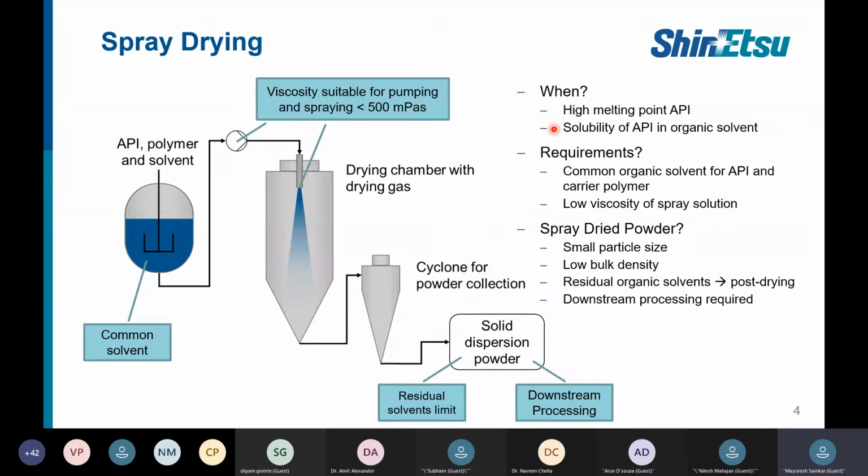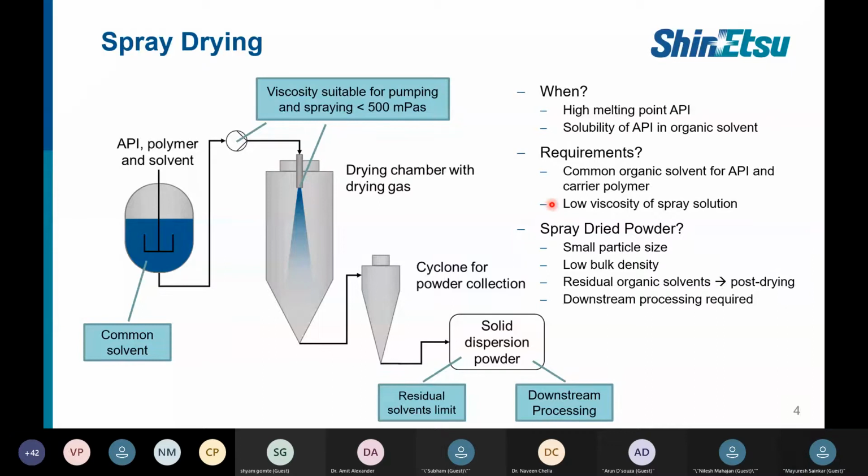But what are the basic requirements? Again, it's the repetition of the same: the common organic solvent and the carrier. All these are required with the viscosity factor, which I mentioned. So basically, low viscosity is generally preferred for the spraying solution, because if the viscosity of the spray solution is higher, it is sometimes difficult to spray.